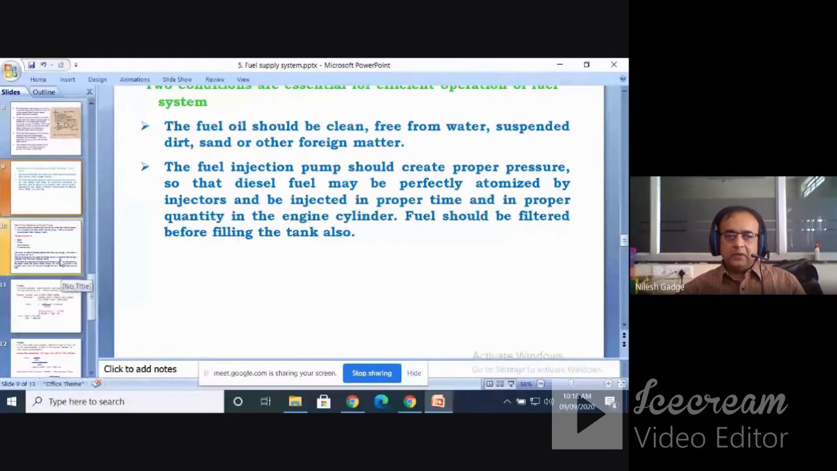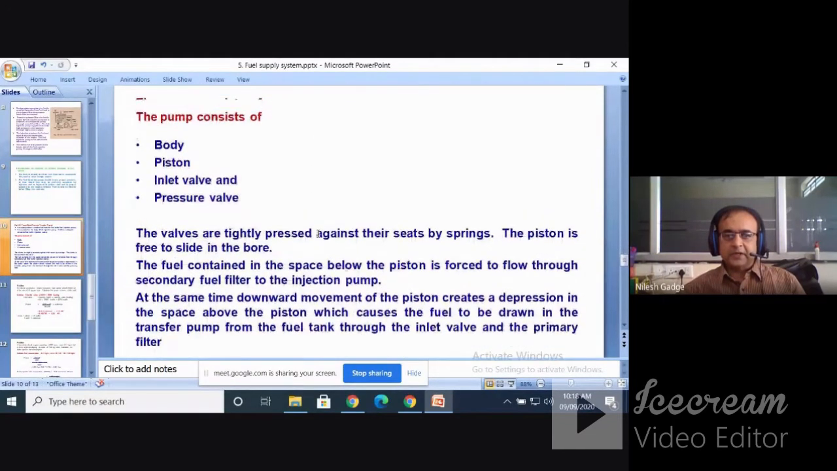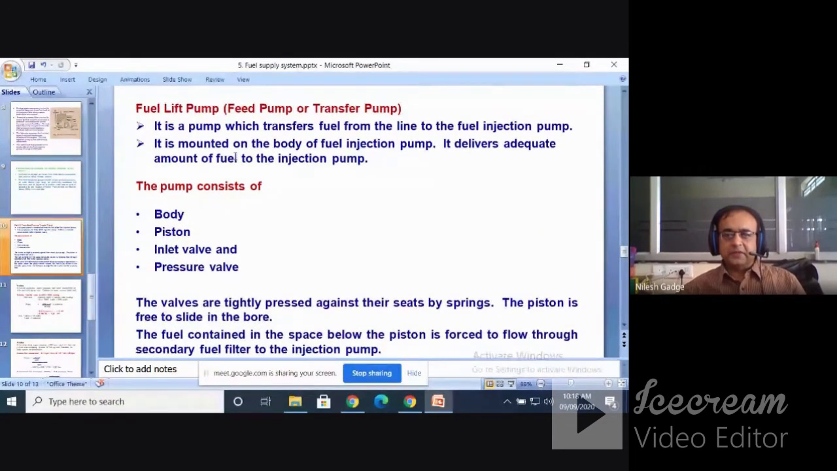Now, there is a little description about the fuel lift pump. It is not in your syllabus, so maybe we will not take this portion. What is the description of the fuel lift pump? Okay, we will take this one.